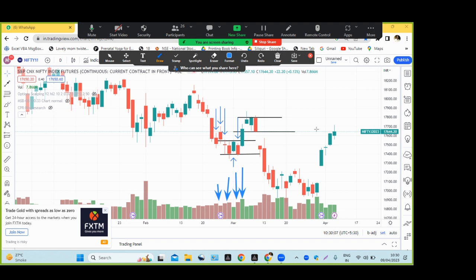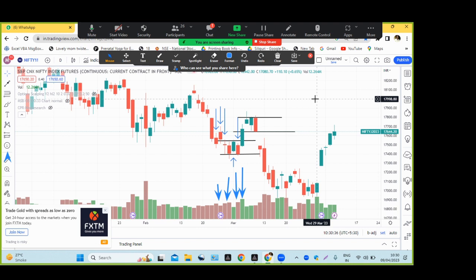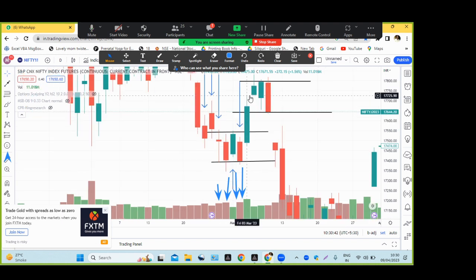No. See, if I would have been trading on this candle, what would I have done? The moment this breakout happened, I would have entered into this trade, and within one day, even if we consider this one day, let me use this mouse. From here till here there is approximately 170 points in Nifty. Don't you think this is a big value? Correct or wrong?